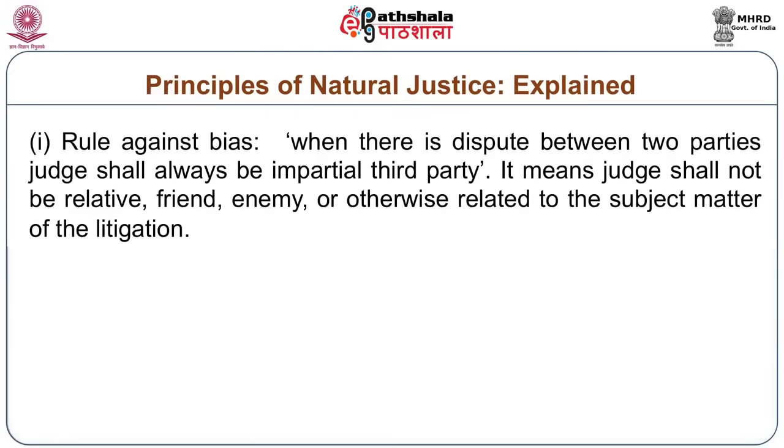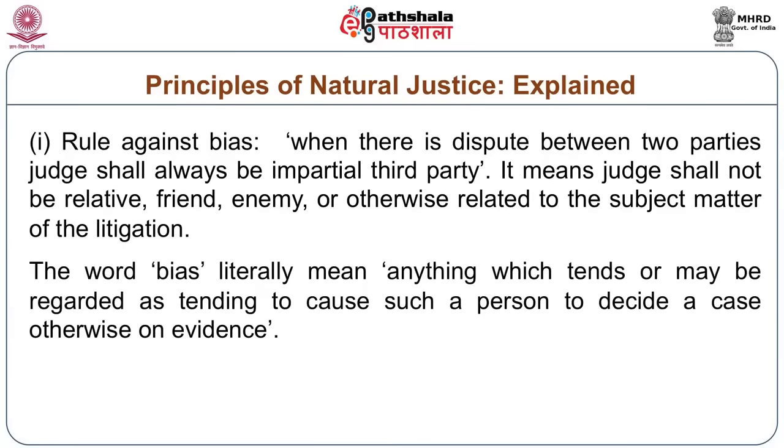So this rule against bias is often stated as follows. When there is a dispute between two parties, the judge shall always be an impartial third party. So we introduce the element of a third party because you can ensure impartiality. Well, it doesn't ensure impartiality, but it's a necessary condition to achieve impartiality. The judge cannot be a relative, a friend, an enemy, or otherwise related to the subject matter of the litigation.